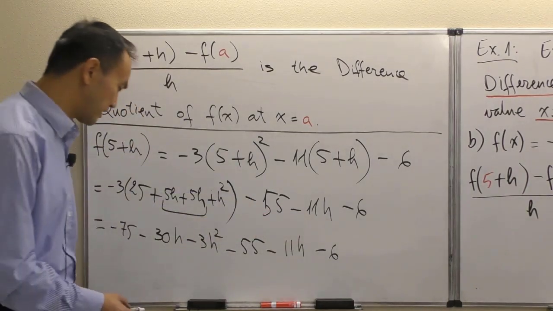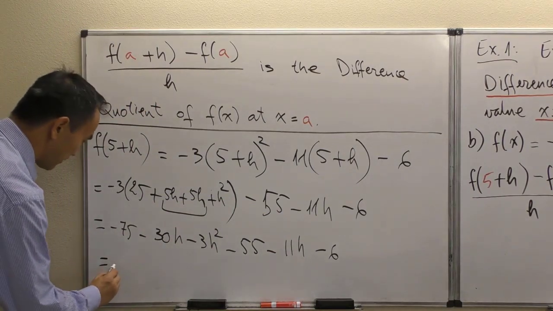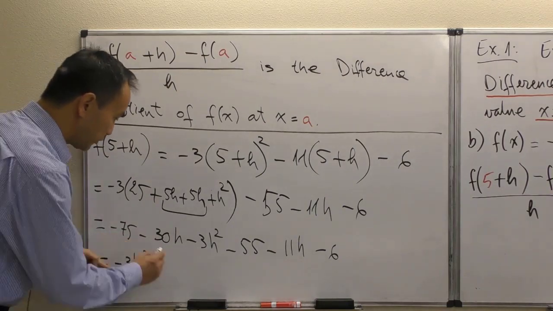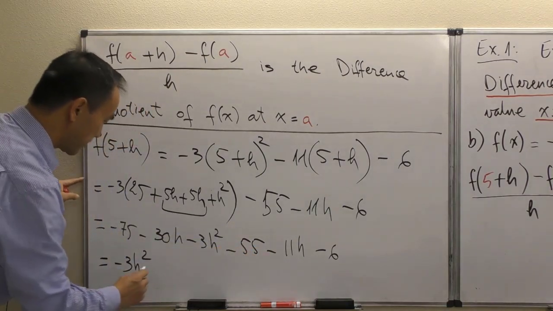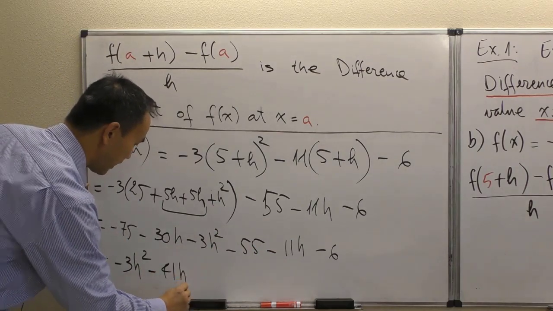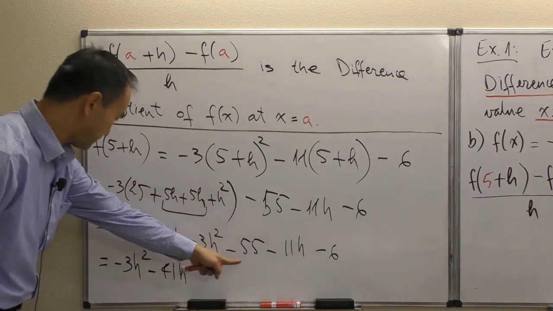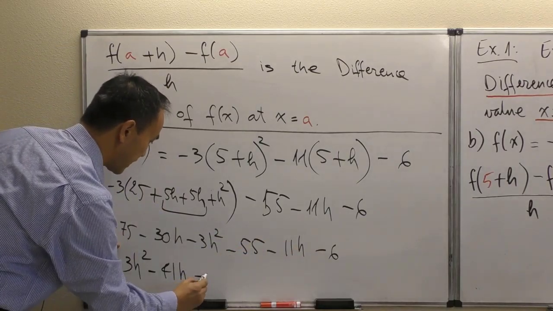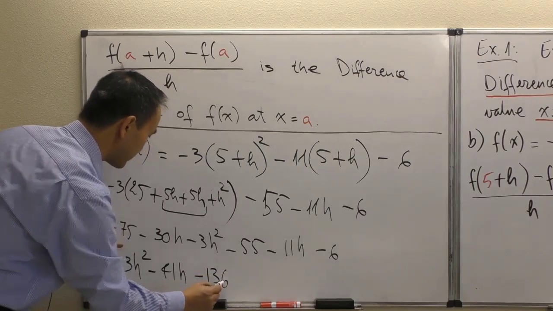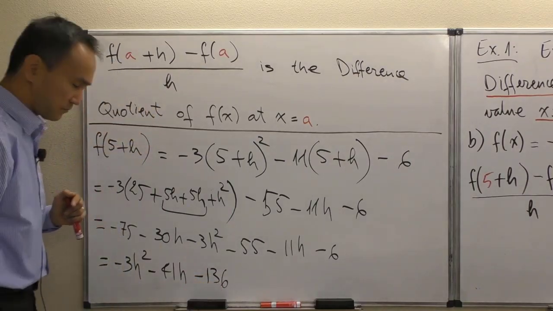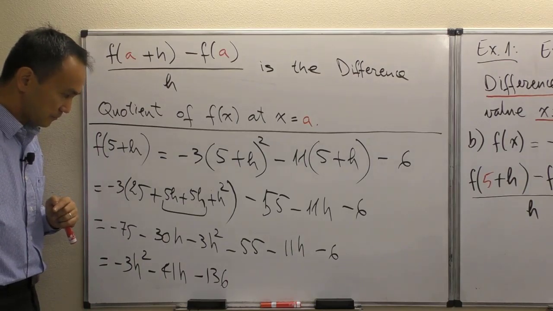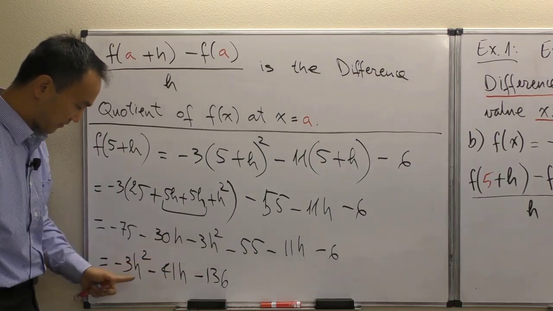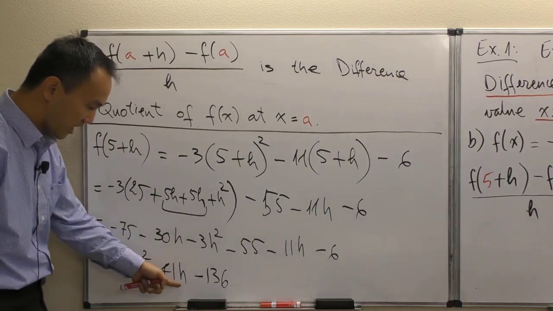Okay, a lot of values there to clean up. How about minus 3h squared? That's the first term. These two together, the minus 30 and the minus 11, give me minus 41h. And then those together with the minus 6 give minus 136. Now all of that is in terms of h: minus 3h squared minus 41h minus 136.